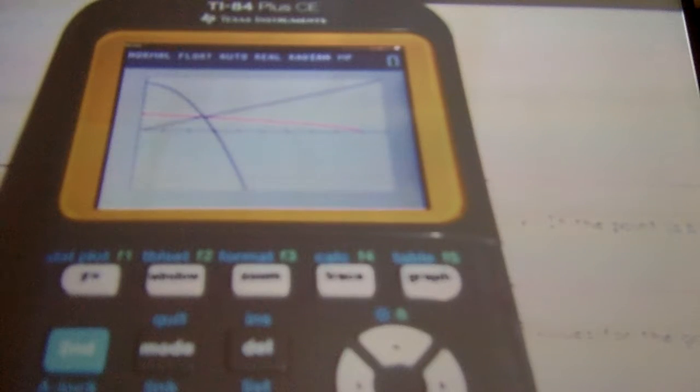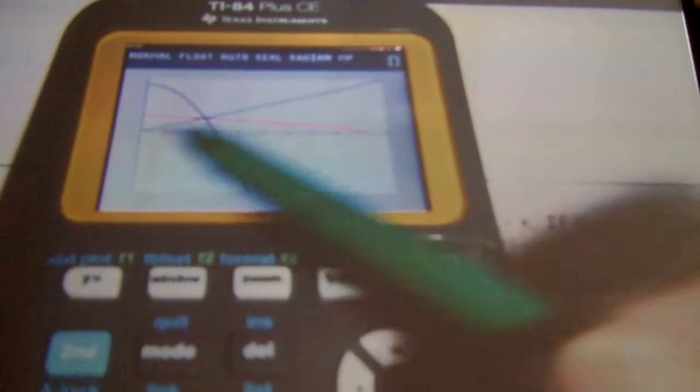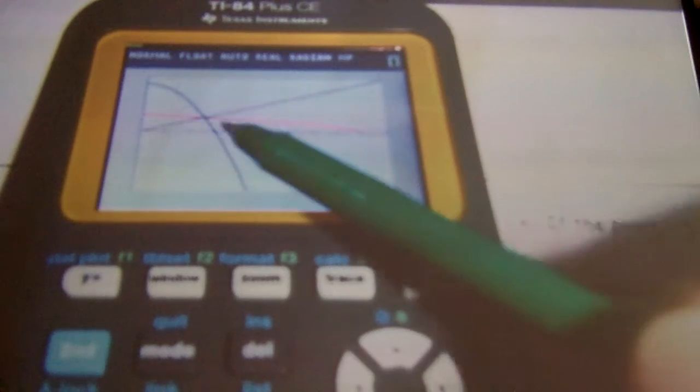Let's do y equals x in there, and let's hit graph. Do you see the reflection? This part of the red is reflected right here. This part of the red is reflected there. If I would fold along this line right here, this part would fold up to here.